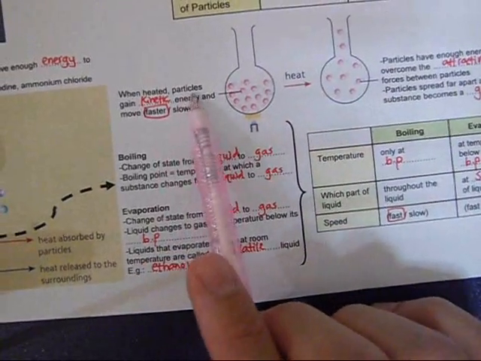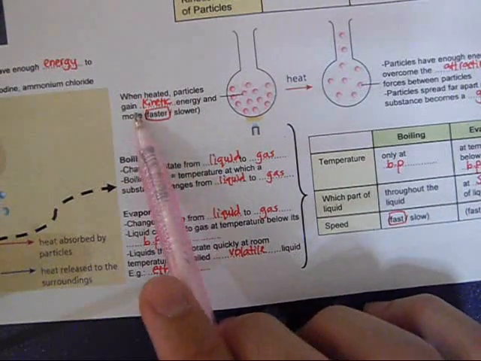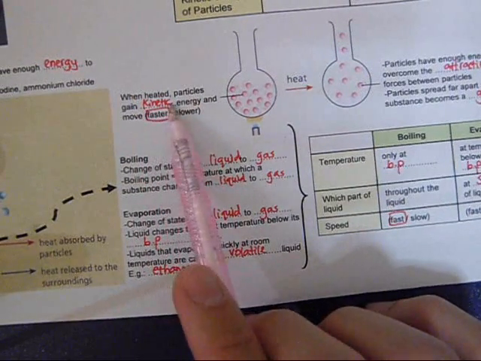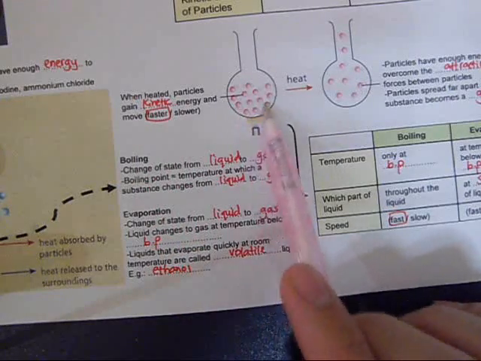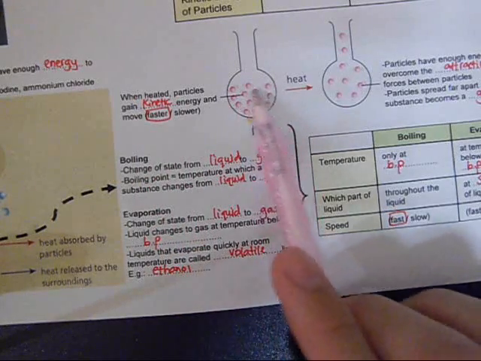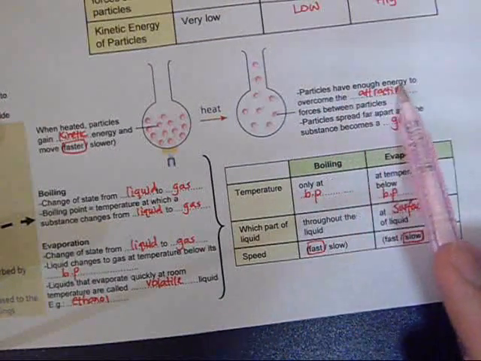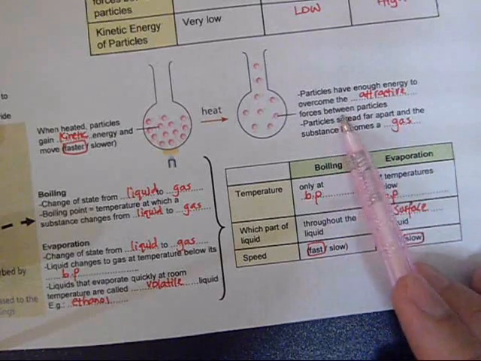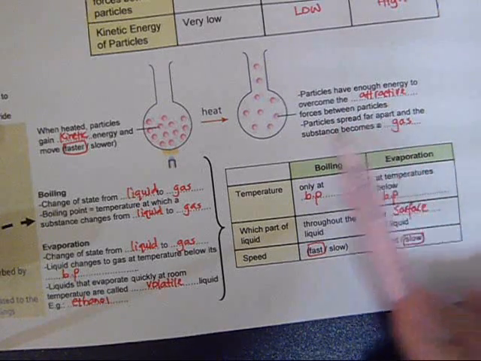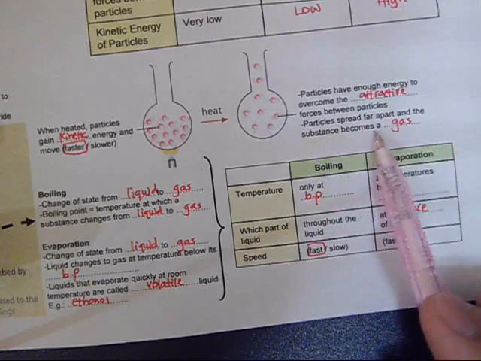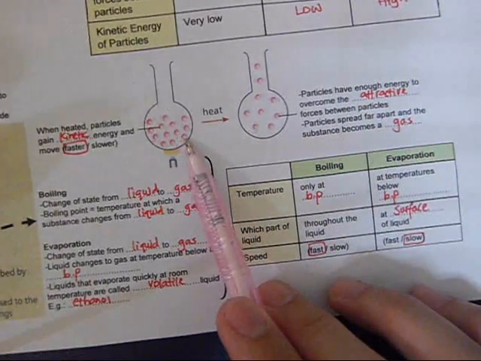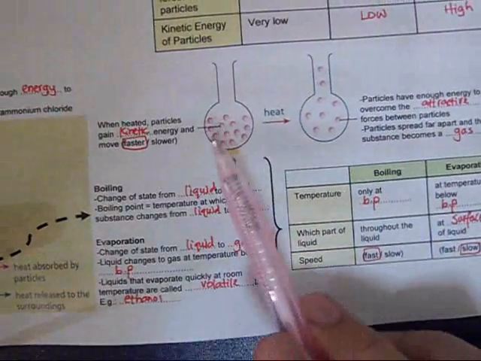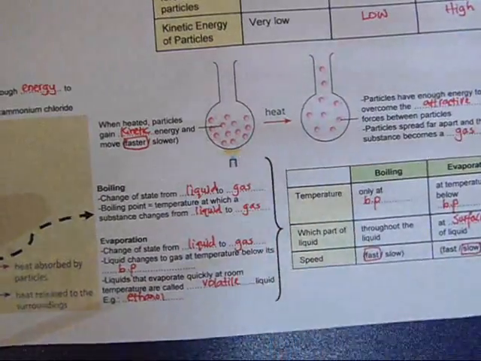So when heated, particles gain kinetic energy and move faster. So let's say when the liquid is heated, the particles have enough energy to overcome the attractive forces between the particles, and the particles spread far apart and the substance becomes a gas. So this one involves boiling. When you heat a liquid and it boils, what happens to it? Now let's look at this.